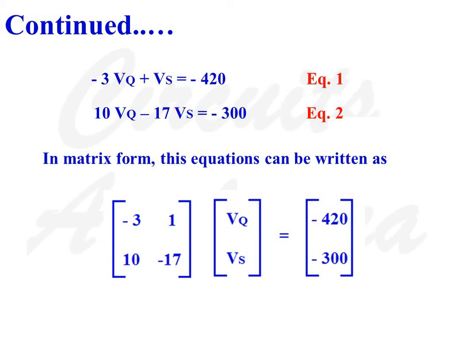So we have two equations. Minus 3Vq plus Vs is equal to minus 420, equation number 1. 10Vq minus 17Vs is equal to minus 300, equation number 2. In matrix form, these equations can be written as matrix of minus 3, 1, 10, minus 17 into matrix of Vq, Vs is equal to matrix of minus 420, minus 300.